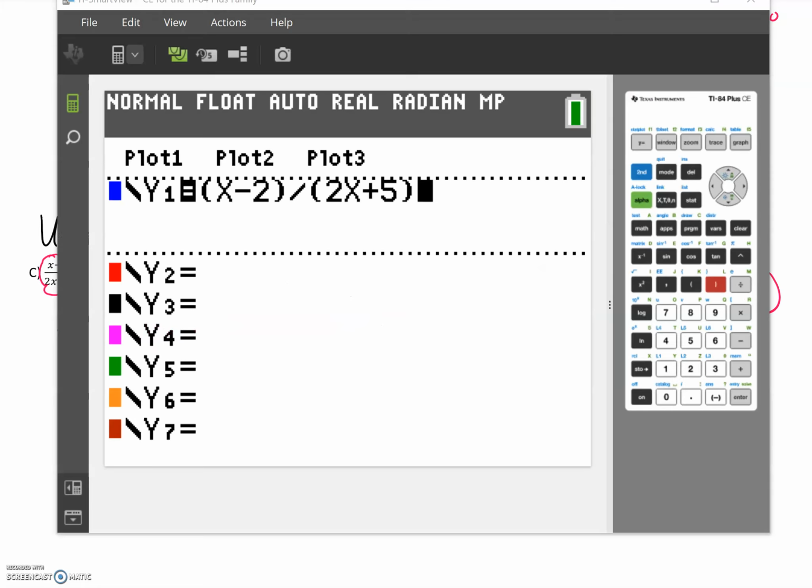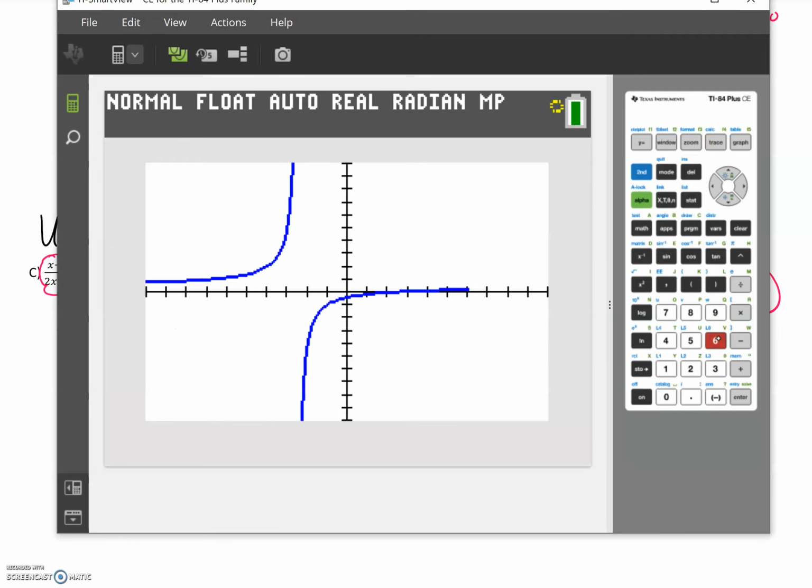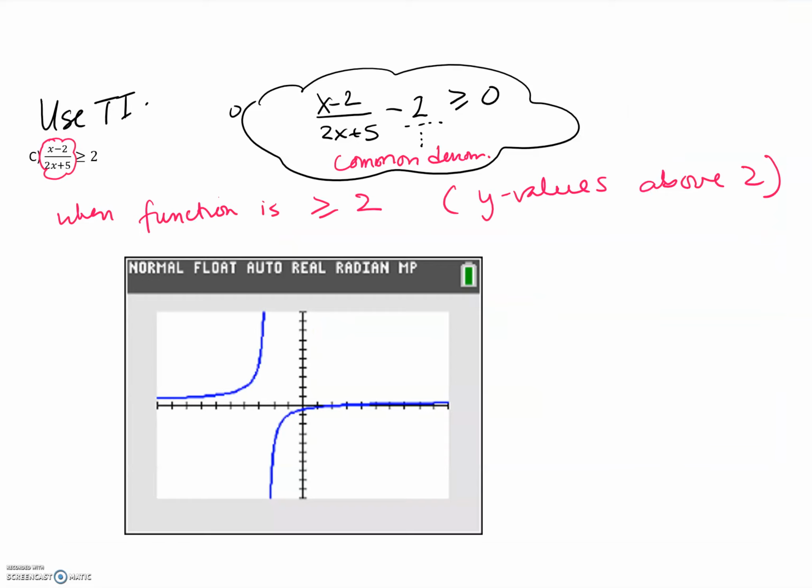So we've got x minus 2 divided by 2x plus 5. I'm going to do a zoom 6 to look at the standard graph, and that's what it looks like. And we're interested in not only when the y values are positive, but this time when are the y values greater or equal to 2. So when I'm looking at this, I basically have a y value of 1 and 2 there, and I'm interested in when are the y values above 2.